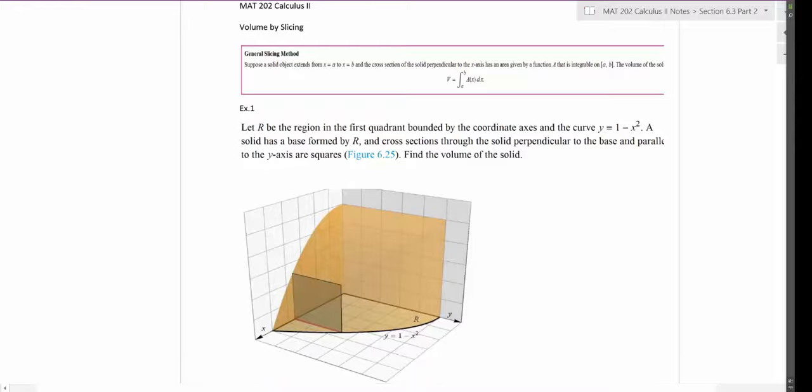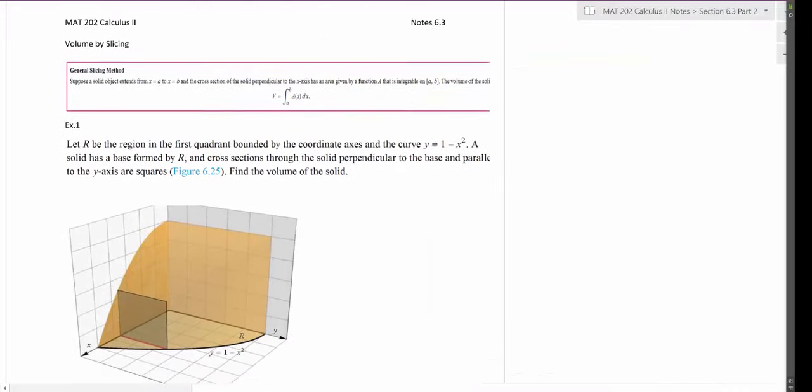Okay, so to begin with, I've got a diagram here. I'm going to go ahead and go through this example right here. And what we're looking at primarily is if we have some object that's extending from x equals a to x equals b, we're looking at some sort of a solid that can be represented by this integral where A represents an area of the cross-section.